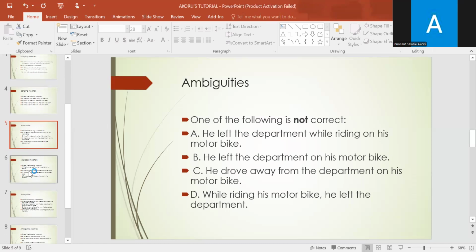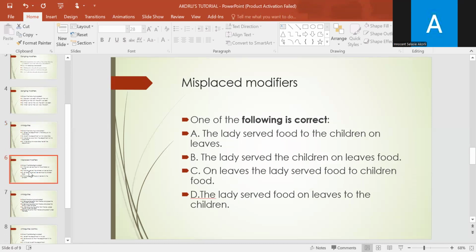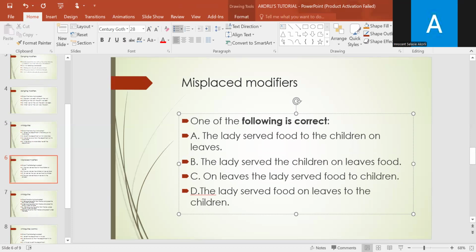Let's look at an example of misplaced modifiers. We saw this example in our discussion in class. A, the lady served food to the children on leaves. B, the lady served the children on leaves food. C, on leaves, the lady served food to children. D, the lady served food on leaves to the children. Now, number one, the lady served food to the children on leaves.